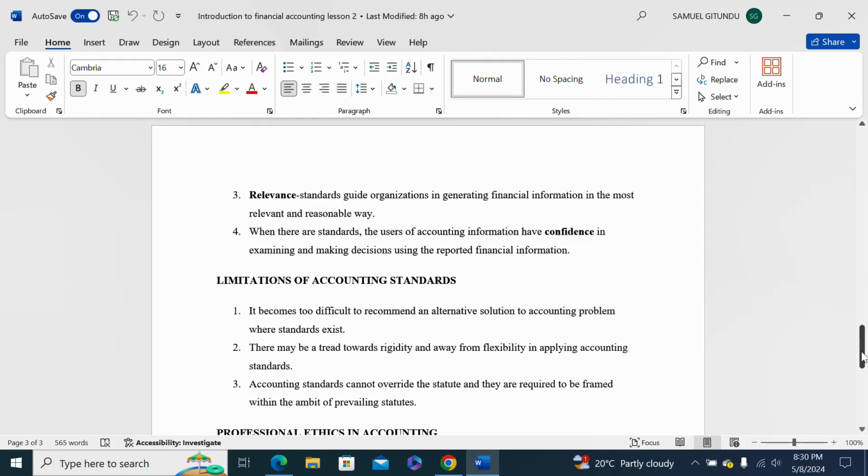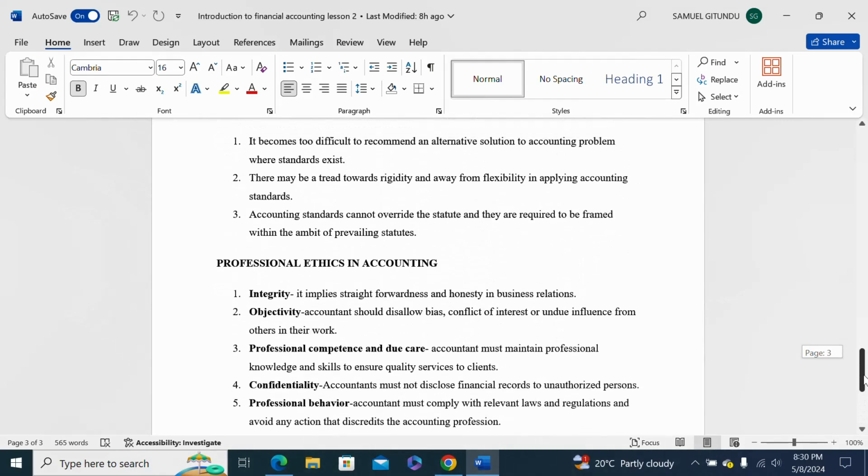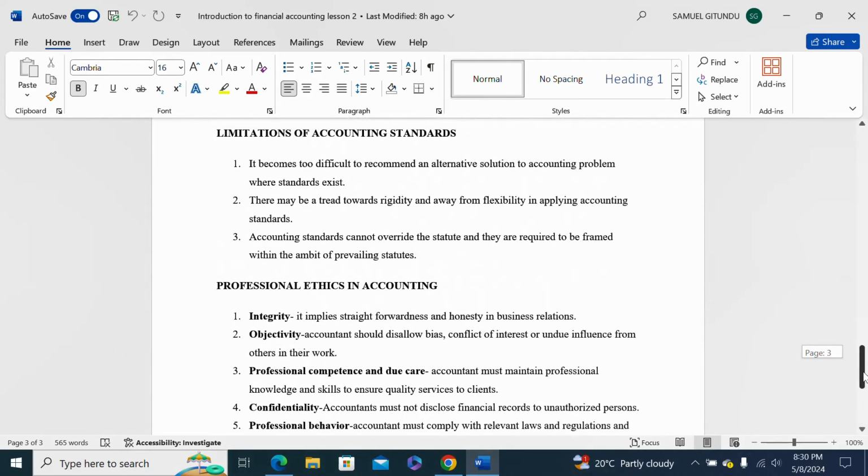Then we go to the final objective, which is to understand professional ethics in accounting. As an accountant, you're supposed to be professional in your work. So, what are these professional ethics? What are these behaviors that you're supposed to follow when doing your work as an accountant?